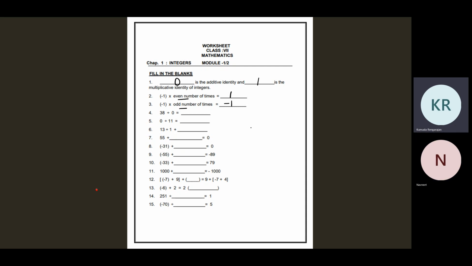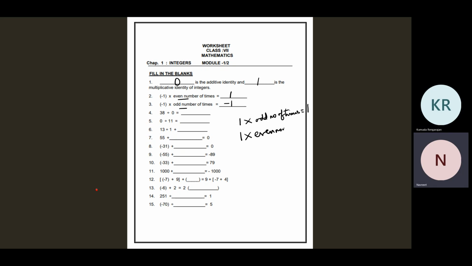But answer this question. What is 1 multiplied with itself odd number of times? Here the questions are -1 multiplied with itself even number of times and -1 multiplied with itself odd number of times. So your answers are correct. Now, what is the answer to this question? Positive 1 multiplied with itself odd number of times. 1. Again, 1. And what is 1 multiplied with itself even number of times? 1.